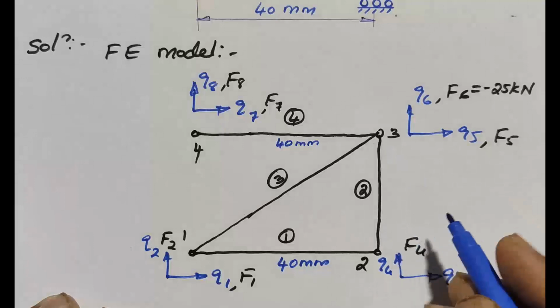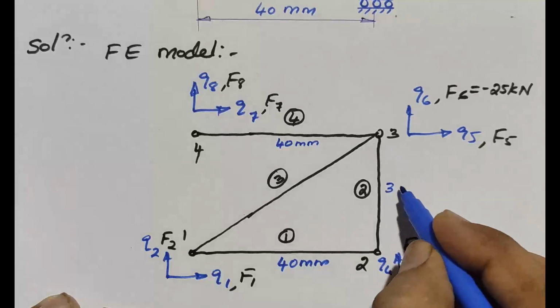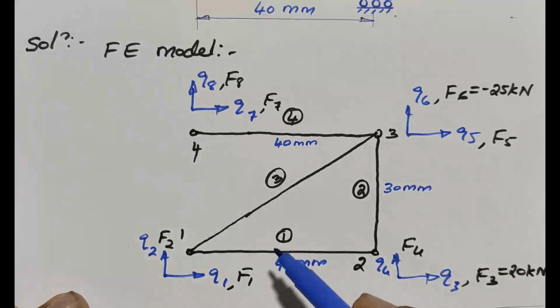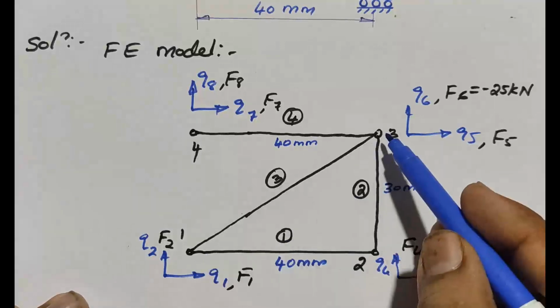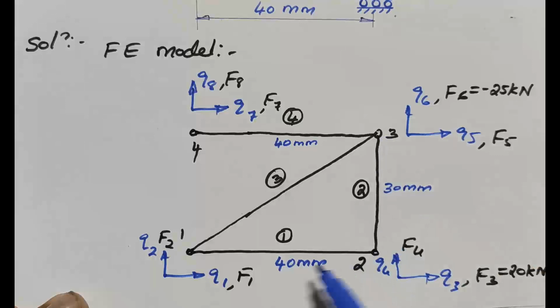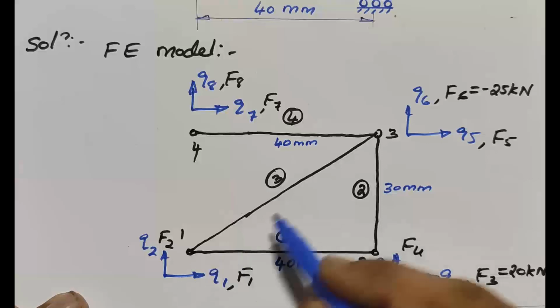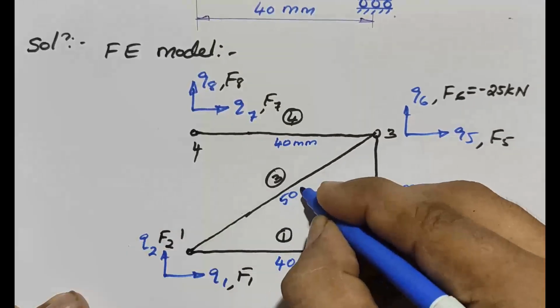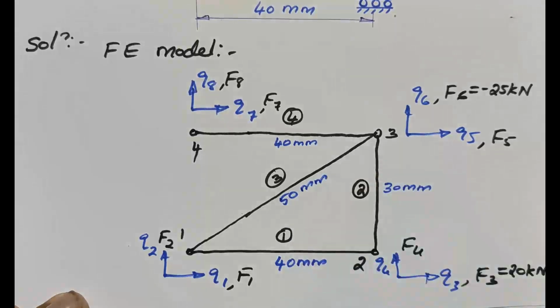Length of second element is given, it is 30 mm. It is given in the figure. So if you want to find out the length of the third element, you can apply Pythagoras theorem for this right angle triangle. If you apply Pythagoras theorem, the length of the third element will be 50 mm.